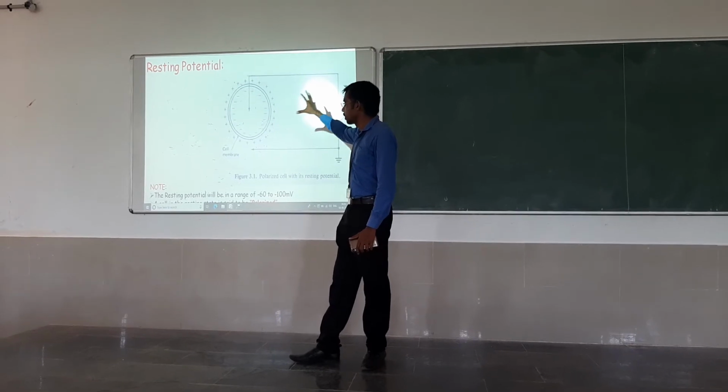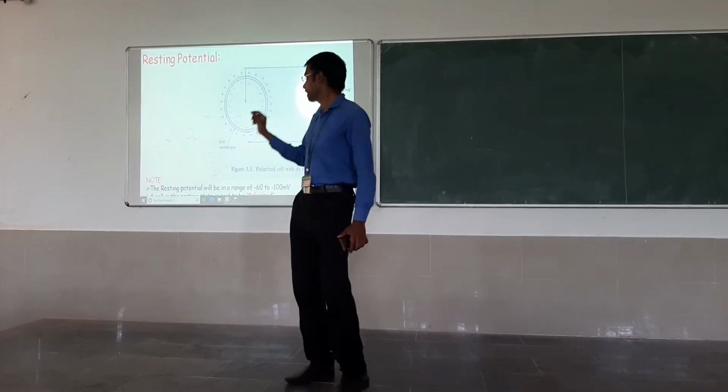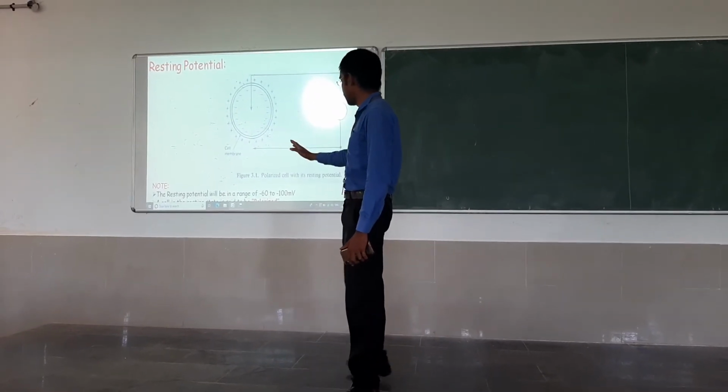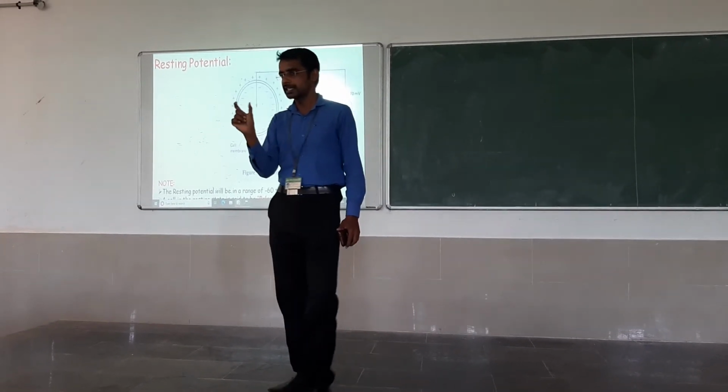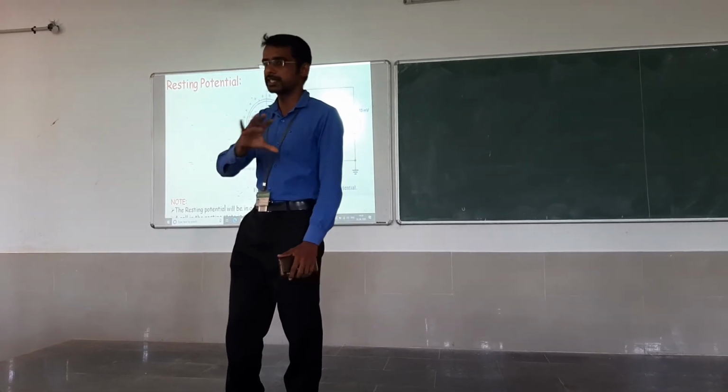So this will be basically in a range. It is not exactly at 70 millivolt. It varies from -60 to 100 millivolt. It is like a gradient. It is in a range. It is in a distribution.